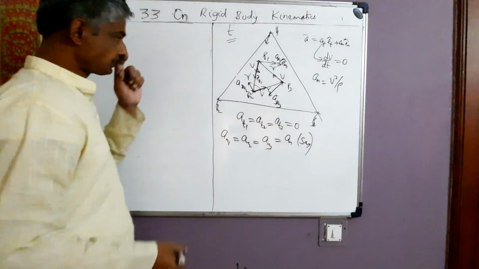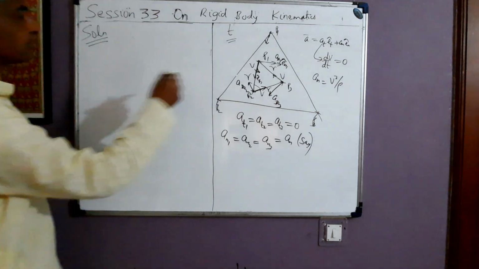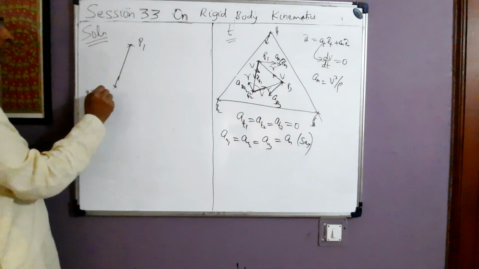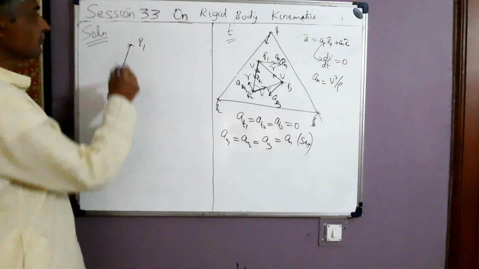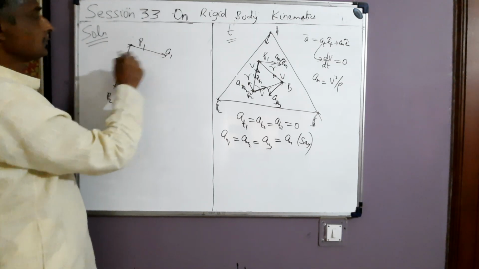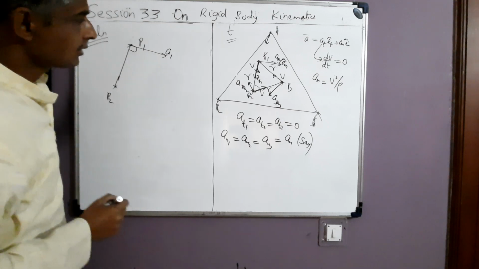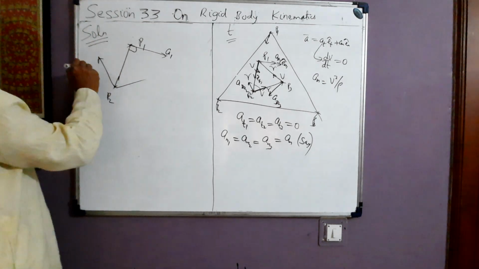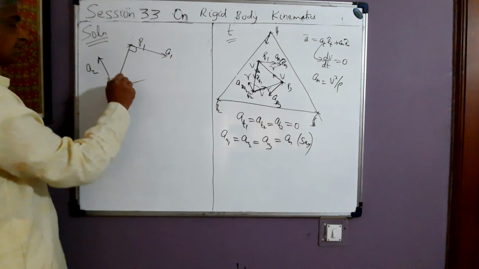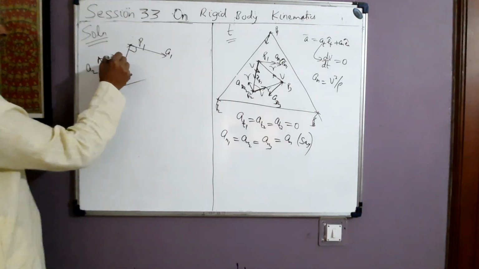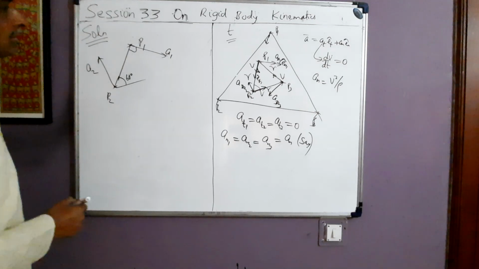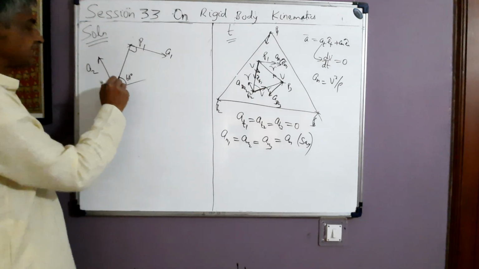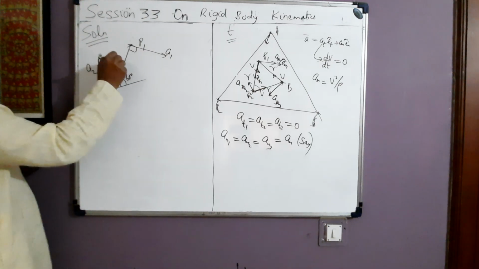Now see, let us consider the line P1, P2. Okay, this is the line P1, P2 at some instant. Okay, P1 and P2. So the normal acceleration of P1 is in this direction, A1, which is at right angle to this line, and the normal acceleration of P2 is in this direction, A2. This angle is 60 degrees, and this angle is 90 degrees. All right, this distance is r.